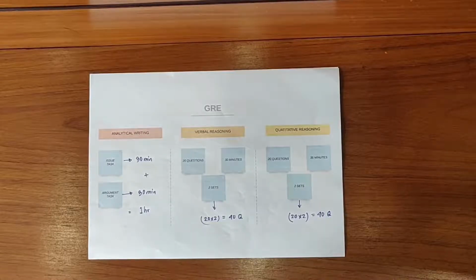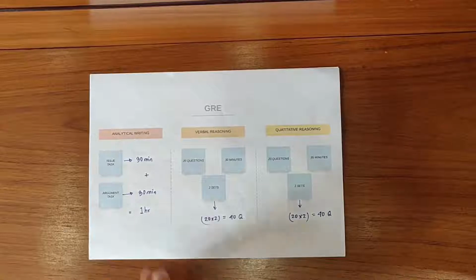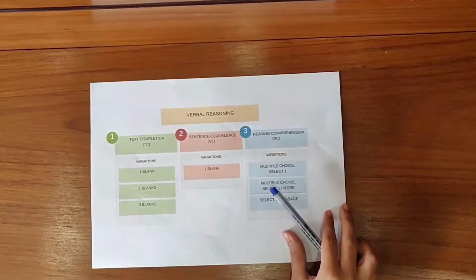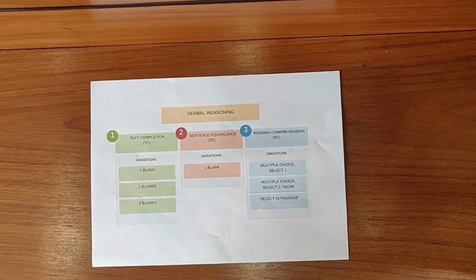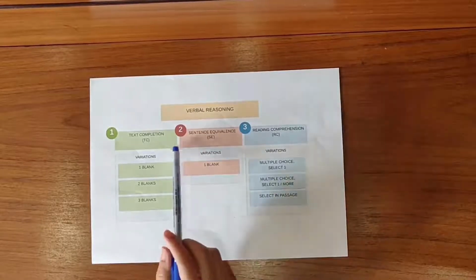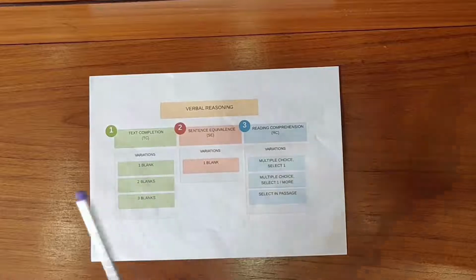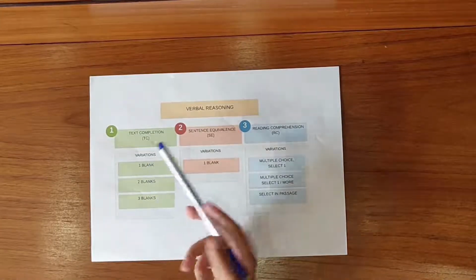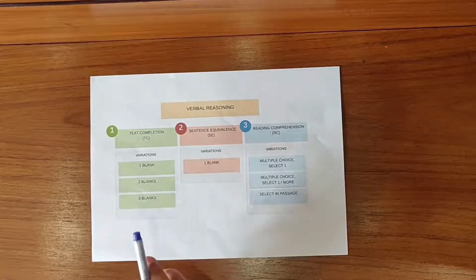Okay, so now let's look at the question types. We'll start with the verbal reasoning. The first category of question in the verbal section is text completion. In each set, there will be 6 questions of this type, so in total, 12 questions. Now, this type of question tests your logical reasoning skills and how well you understand relations between words and concepts.